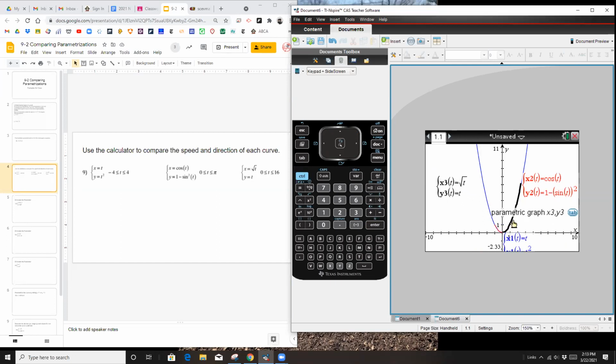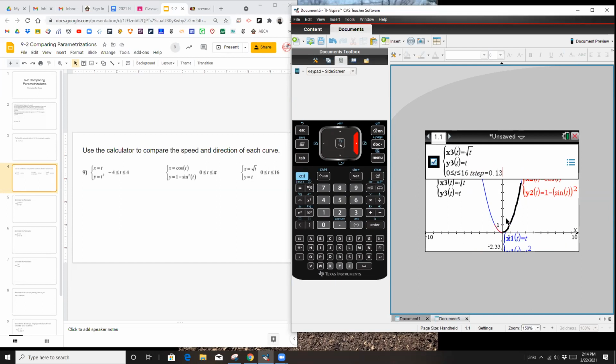Now, the reason why that happens is because x is equal to the square root of t. Now that I do the right steps, I should have to change this too. So it says t is from 0 to 16. So let me change that. And again, this doesn't really matter. It's just how often the calculator is going to graph a point. That's what you're telling it with t step.